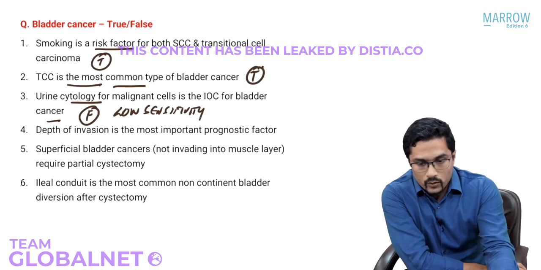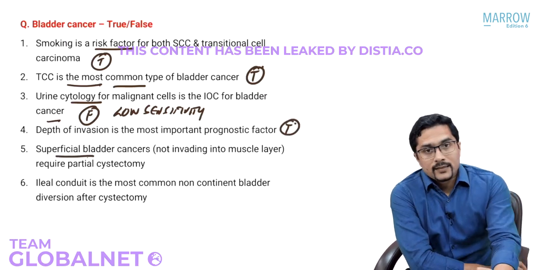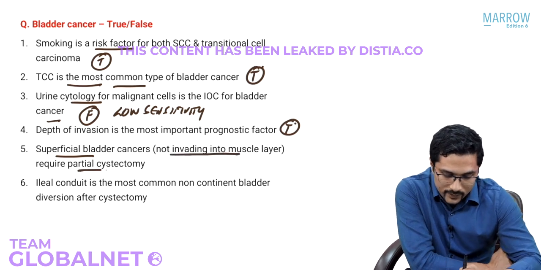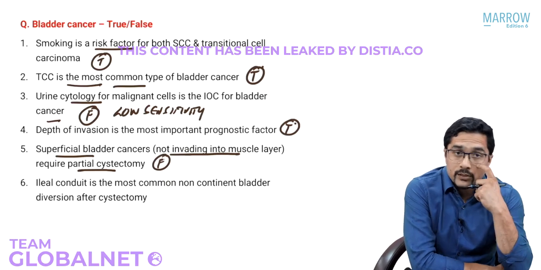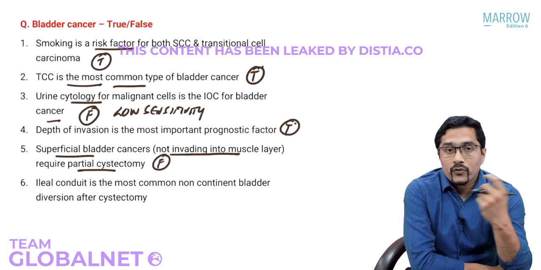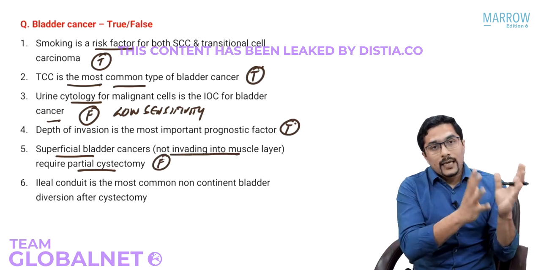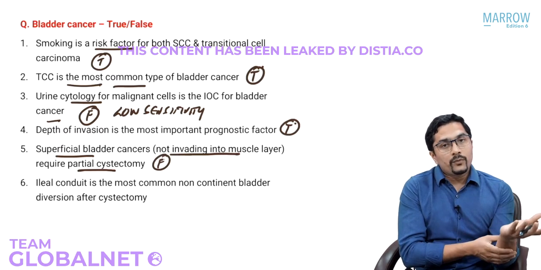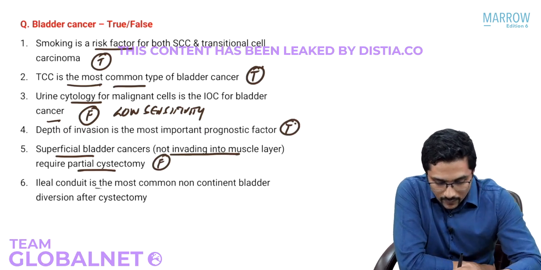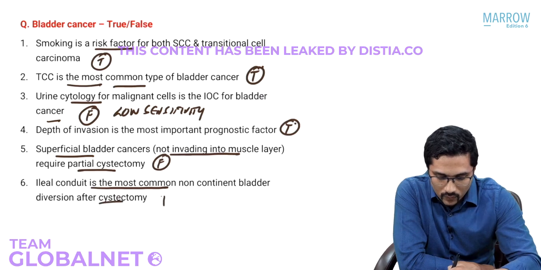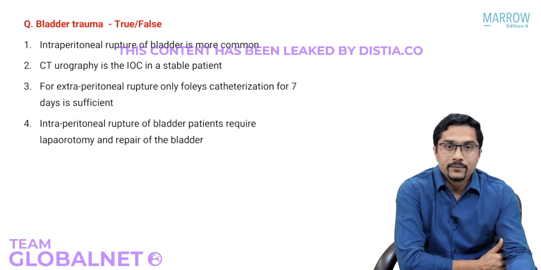Depth of invasion is the most important prognostic factor. This is true. Superficial bladder cancers not invading into the muscle layer require partial cystectomy. No, false. I've told you the management for superficial cancers. You first have to do TURBT. Then depending on the type of superficial cancer, you may or may not do intravesical therapy. Ileal conduit is the most common non-continent bladder diversion. This is also true. It's been asked in many exams.